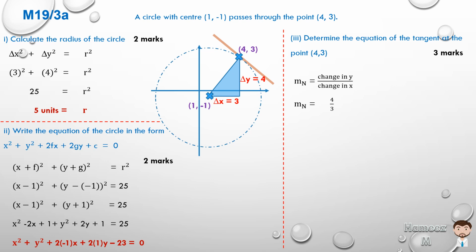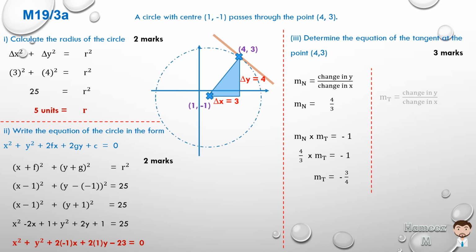And the normal and the tangent are perpendicular to each other, which means that mn, the gradient of the normal, times mt, the gradient of the tangent, is equal to -1. And if we substitute for the gradient of the normal, it'll give us 4/3 times the gradient of the tangent is equal to -1. So the gradient of the tangent is equal to -3/4.